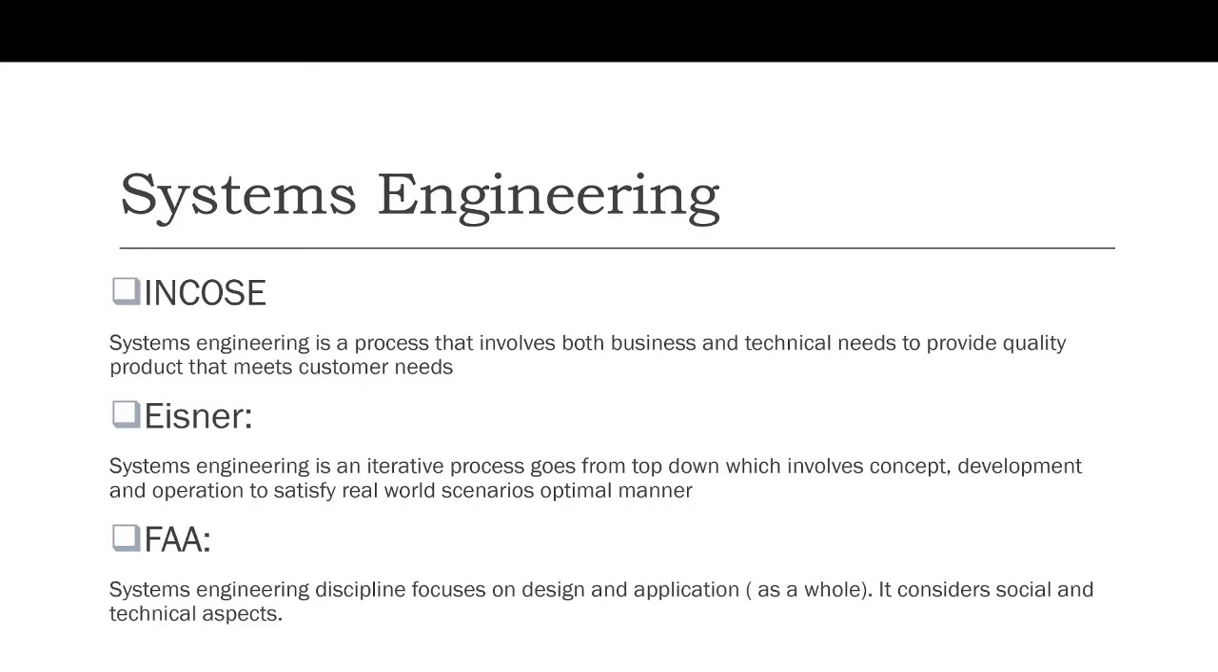Whereas Einser explains that systems engineering is an iterative process that goes from top to bottom, which involves these concepts: concept, development, and execution or operation. These stages are passed by the system to satisfy real world scenarios in an optimal manner. This whole process is called systems engineering.